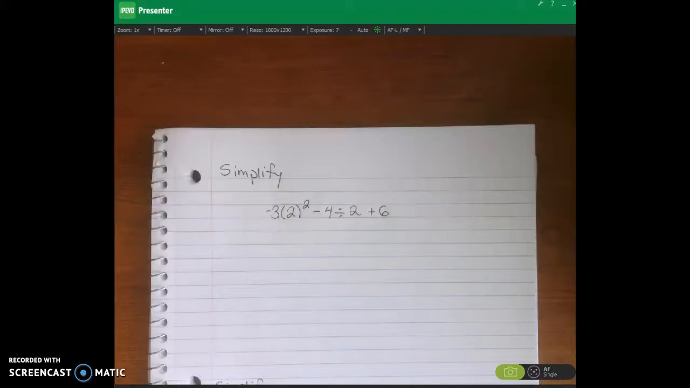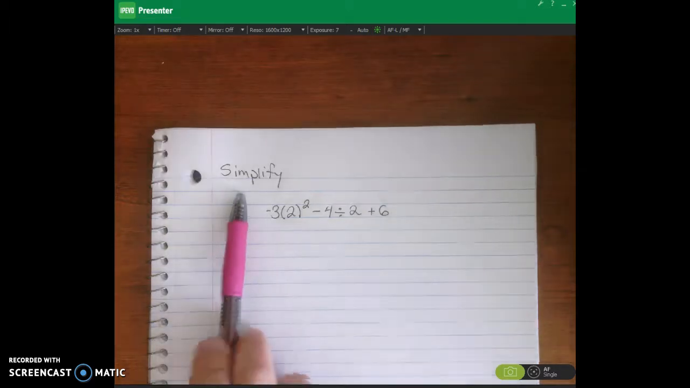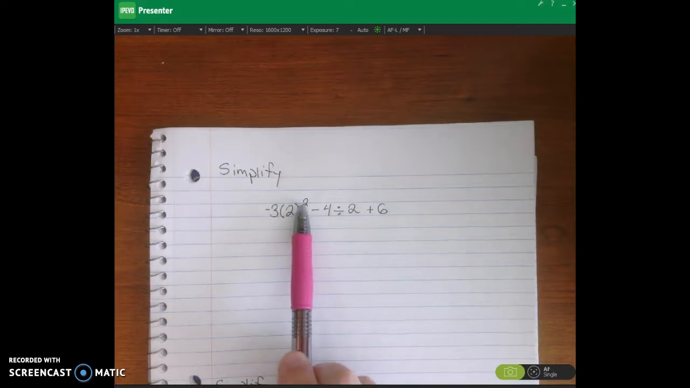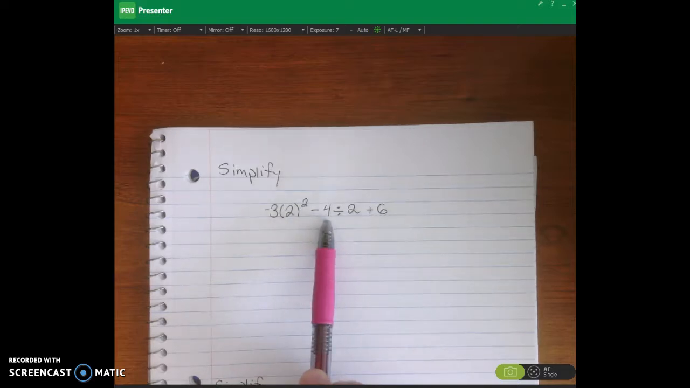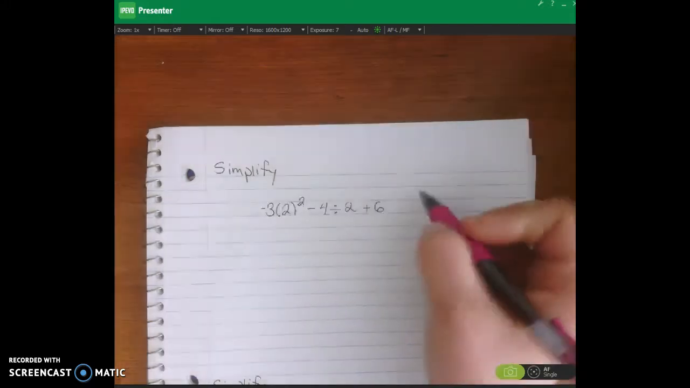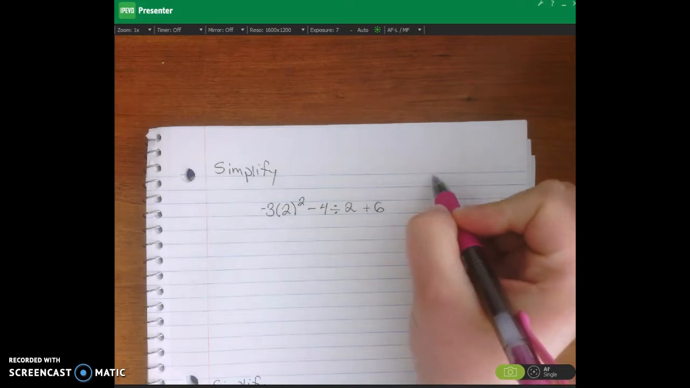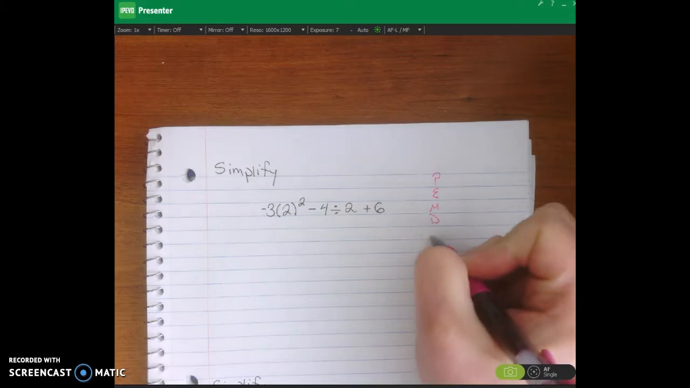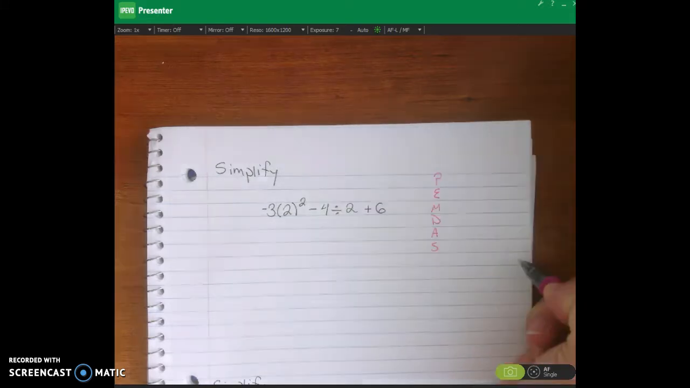All right, so I'm going to go over a couple problems here to see if they can help you out. So this first question says, simplify -3 times 2 squared minus 4 divided by 2 plus 6. Remember, we have to follow our order of operations. So I'm just going to write them over here. We remember this by using the expression, please excuse my dear Aunt Sally.